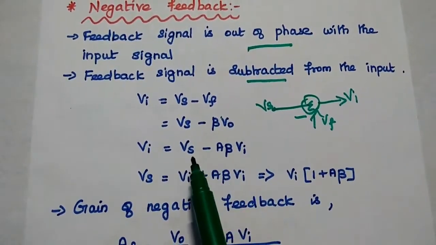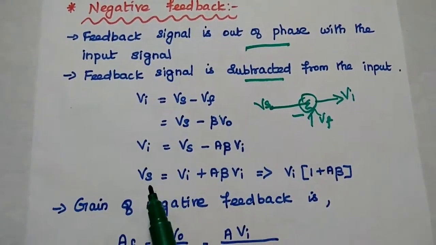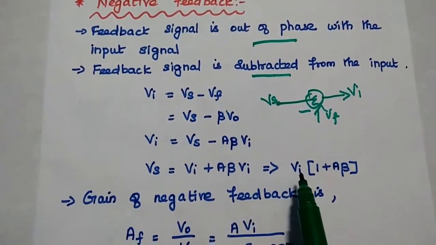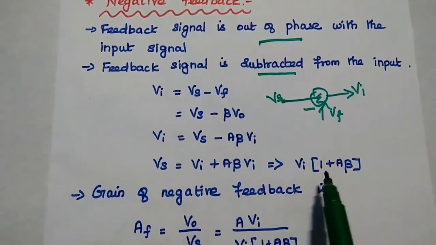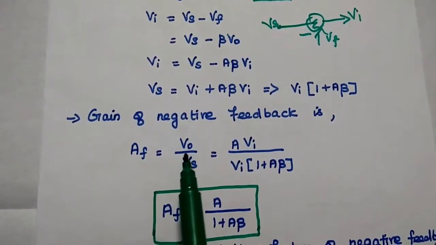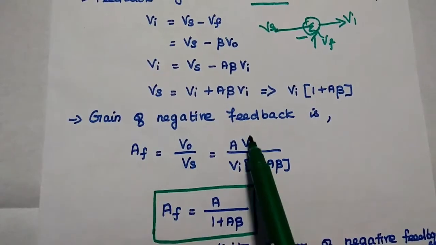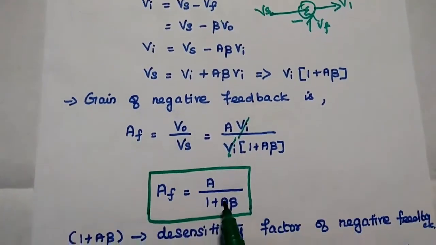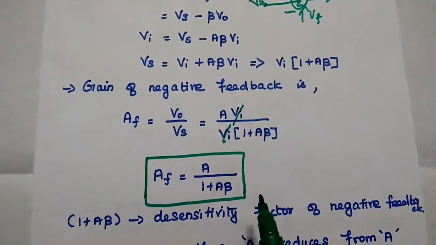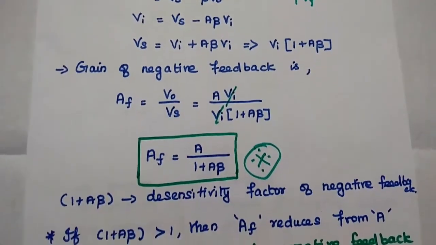Next we are going to obtain the value of this Vs. For that we can move this term to the other side. So Vs is equal to Vi plus A beta Vi. Vi is the common term here. So we can take it outside. Vi into 1 plus A beta. Finally, the gain of negative feedback is equal to V0 by Vs is equal to A Vi by Vi into 1 plus A beta. We can divide Vi value and then the gain is equal to A by 1 plus A beta. So that is very important. This is the gain of negative feedback amplifier.